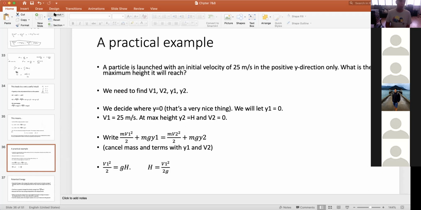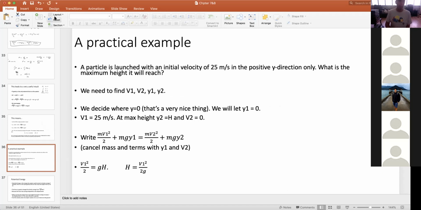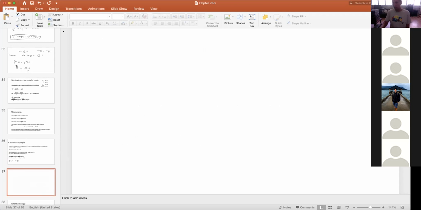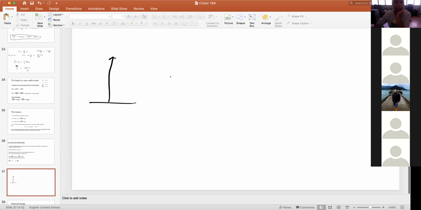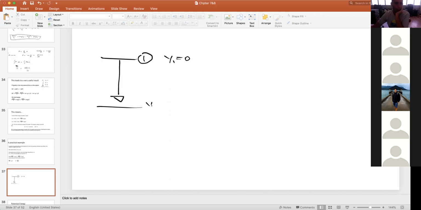I want to do something kind of important here. There's a not great example on one of those simulations that shows this. So I want to explain this to you. So let's say that we're going to call Y1 0. And Y2, we're going to say it falls negative 10 meters.